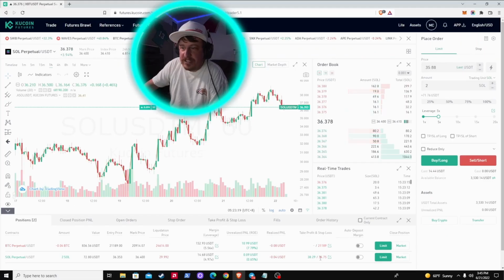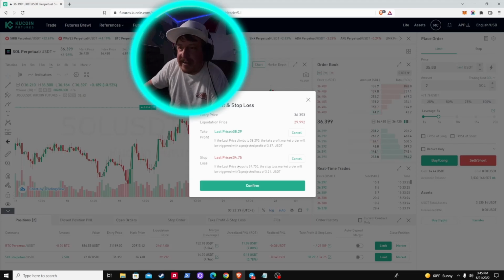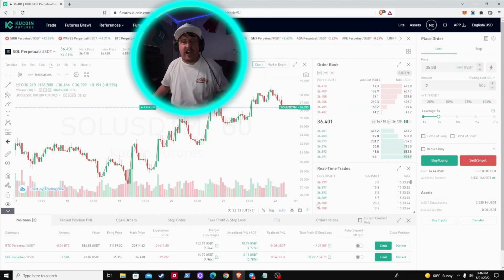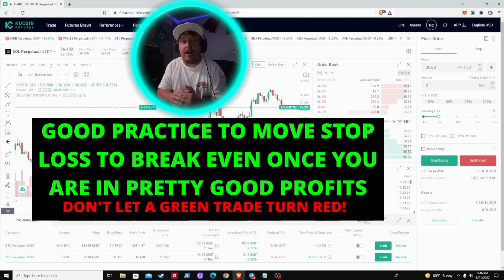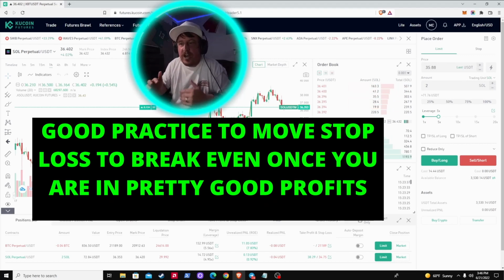Now, granted, I have a stop loss in place on both of these, and if you ever just want to check what your stop loss is telling you you're going to currently lose, right now, if my Solana one hits my 34.75, I click that, I can see that I would lose $3.21. I can cancel that and update it at any time. Obviously, it's a good practice that once you're so far into profits, to go ahead and bump your stop loss up to break even. And then if you get so much more into profits, just keep moving your stop loss up as you go to make sure that no matter what, your winning trade doesn't turn into a losing trade.